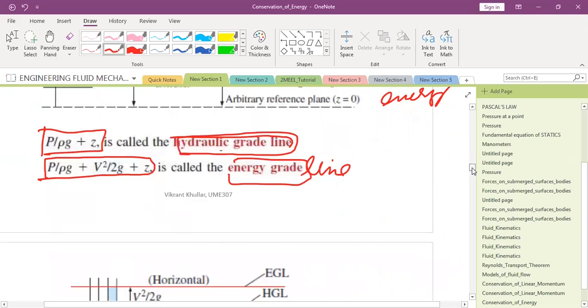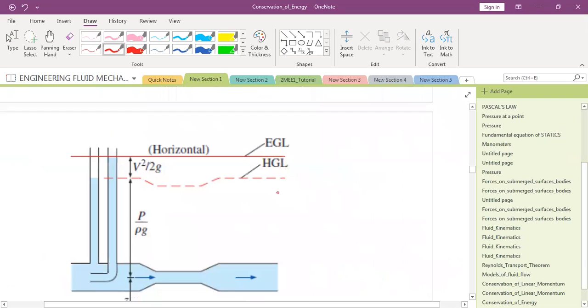हाँ, तो आइडल फ्लो में क्या होगा? ये बिल्कुल हॉरिजॉन्टल रहेगा, जैसे ये है देखो. इट डज नॉट इंक्लूड एनी हेड लॉस. हाँ जी, क्लियर है नवीन?